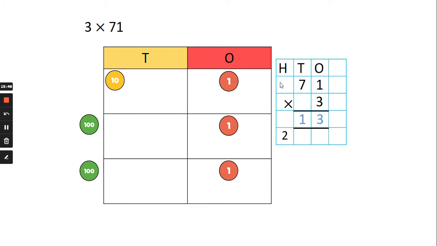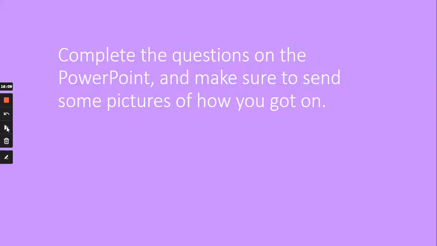We haven't got any hundreds to multiply by, which means all we have to do now is calculate the total in our hundreds column. That is the 2 which we had exchanged underneath, giving us a total of 213. Therefore, 3 times 71 equals 213.